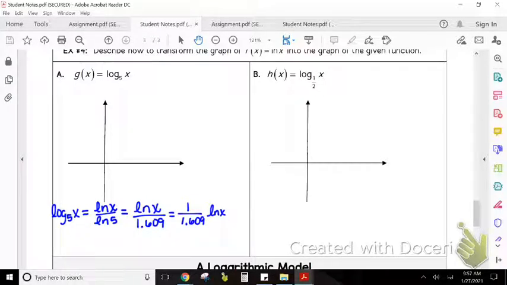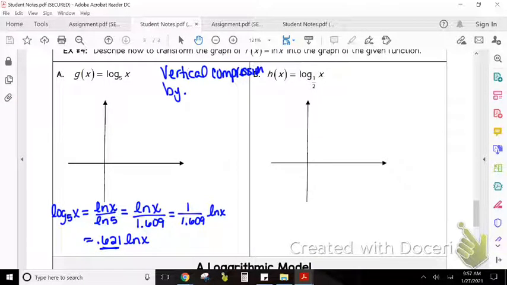And then 1 over 1.609 is approximately 0.621 times the natural log of x. And so we can use this equation now to tell us what that transformation is going to do. So that 0.621, it's not inside with x when it's vertical. It's being multiplied, so it's a stretch or compression. Since this one's smaller than 1, it's going to be a compression by the 0.621.